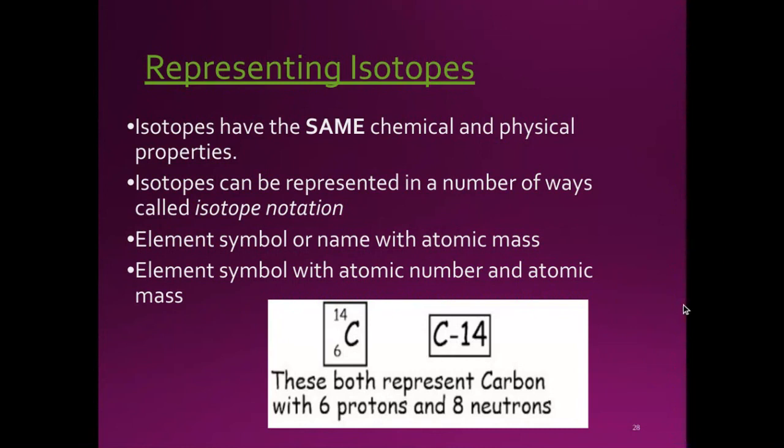The element symbol with atomic number and atomic mass. So we know that carbon has an atomic number of 6. That means it has 6 protons. But because it's telling us that mass number is 14, that means we must have 8 neutrons.